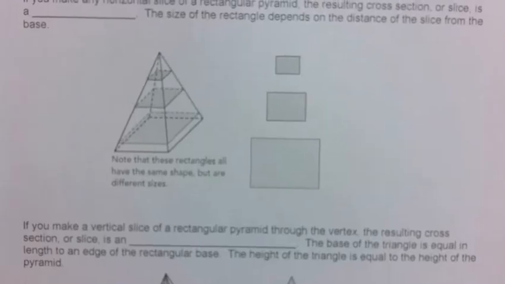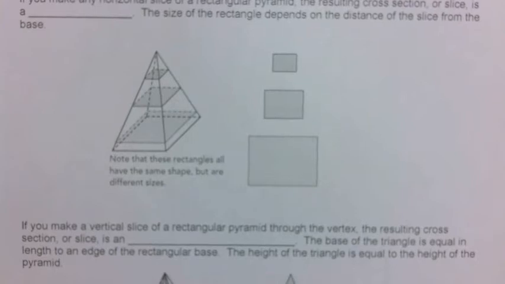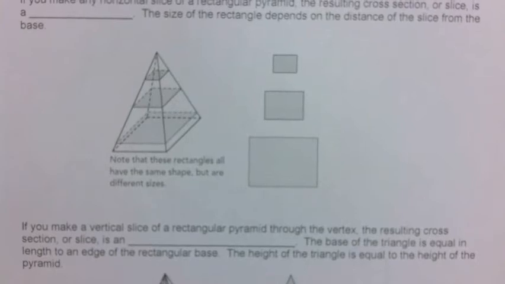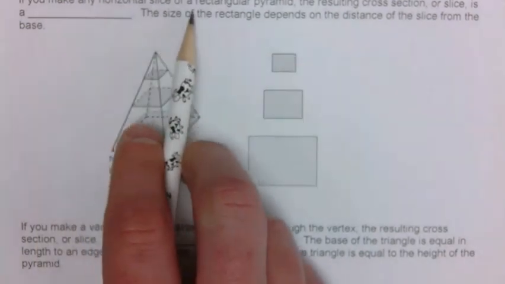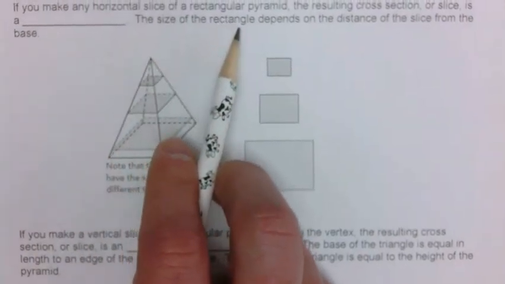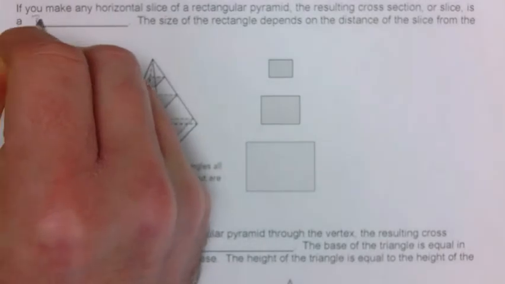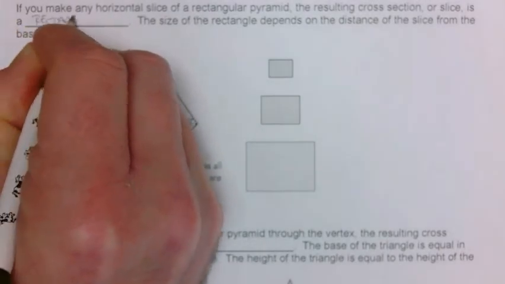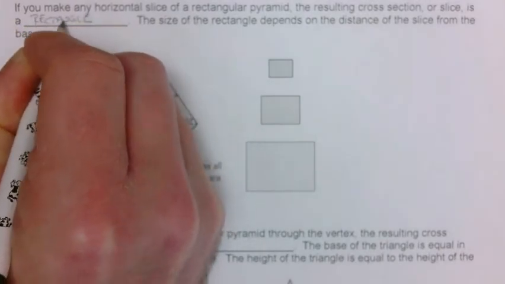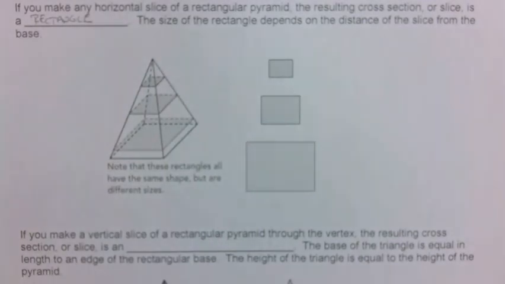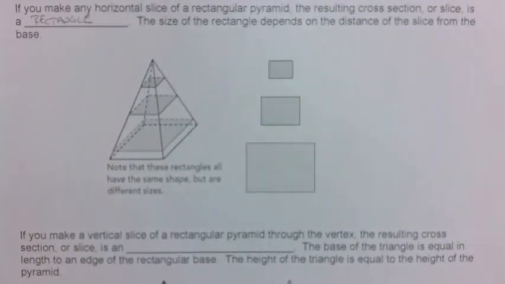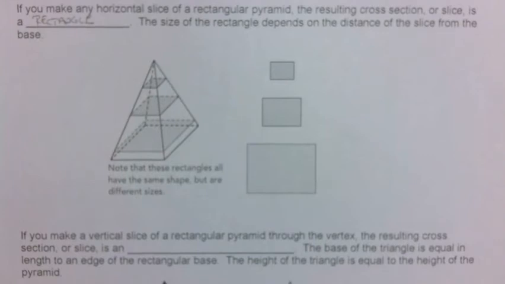So we're going to go a little more in depth now with the slices or the cross sections of a rectangular pyramid. If you make any horizontal slice of a rectangular pyramid, the resulting cross section or slice is going to be a rectangle. Okay, we mentioned earlier that if we slice horizontally, which means parallel to the base, that we're also going to get a rectangular base. The size of the rectangle depends upon the distance of the slice from the base.